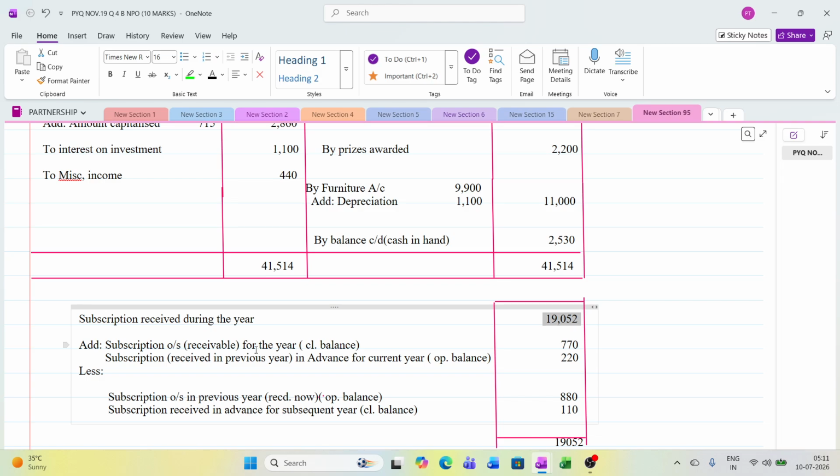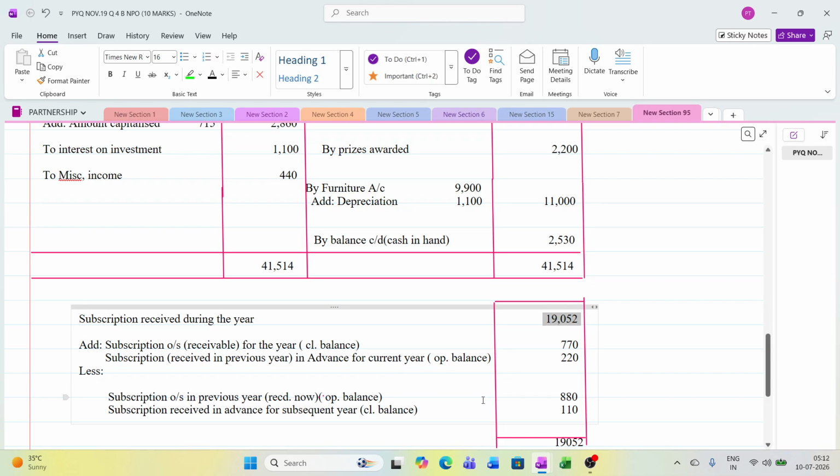Subscription outstanding means subscription receivable during the current year, which is not received. What do you do? Anything due for the year is added to take it to the income and expenditure account. Because the income and expenditure account is on an accrual basis, whether you receive it or not, whatever is due for the year, you will add it. What is received but not for the current year, you will remove it, subtract it. That's what you do. Okay, so it's clear, I hope so.